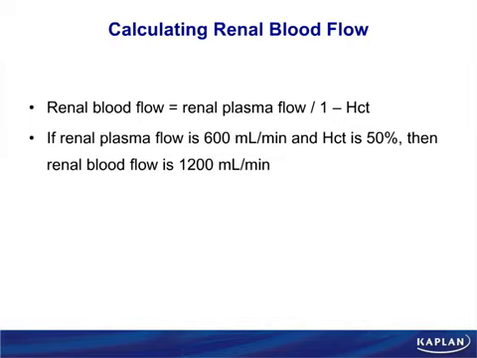Now, if they tell you the renal plasma flow is 600 milliliters per minute and the hematocrit is 50%, you could just simply double the renal plasma flow and the renal blood flow will be 1200 milliliters per minute. So this is an equation that you should be familiar with.